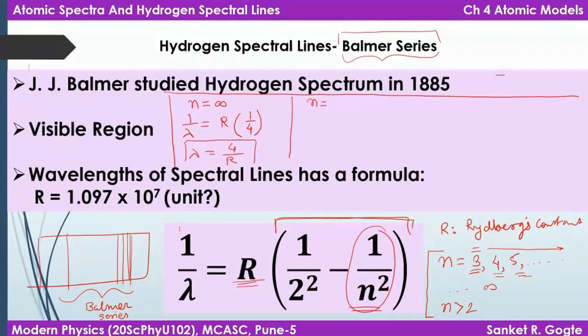Now let me consider n as 3. So what will happen to 1 by lambda now? 1 by lambda is equal to R into 1 by 4 minus 1 by 9. Right? So 1 by lambda therefore is equal to 5R by 36. And what is lambda? Lambda is 36 divided by 5R. Right? So one of them is maximum, the other one is minimum. Now I was asking, what is lambda max?